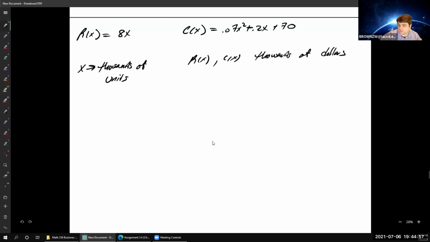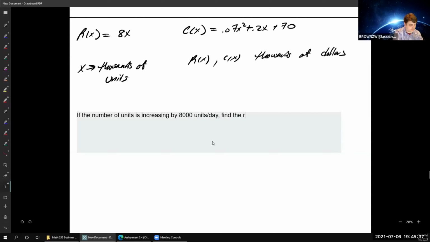Okay. If the rate of production, actually, no, let me type these out. Is increasing by 1,000 units a day. Find the rate of profit at 26,000 units.